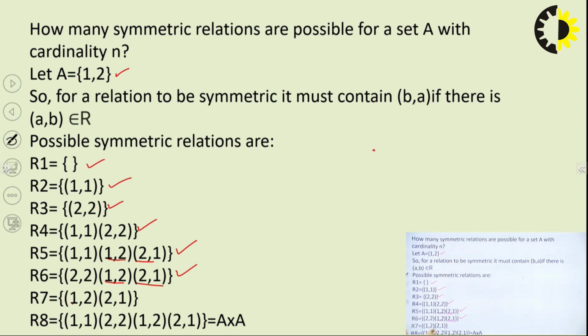So, for A, B, you have B, A. So, this is also symmetric. And R8, which contains all the elements 1, 1, 2, 2. Then for 1, 2, it contains 2, 1, which is nothing but A cross A. So, this is again symmetric. So, a total of 8 symmetric relations are possible for this set A having 2 elements.